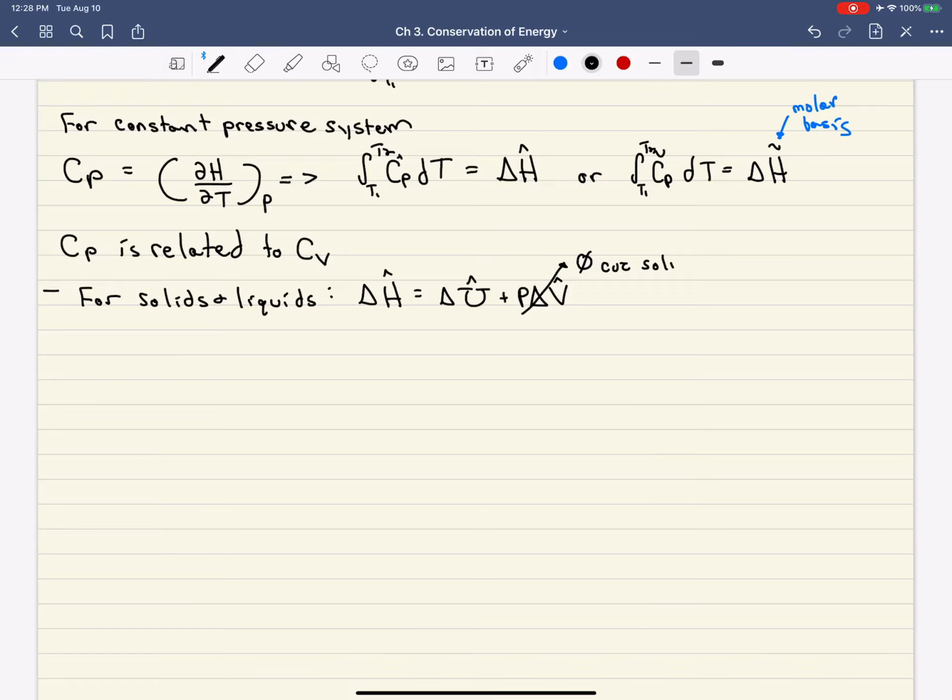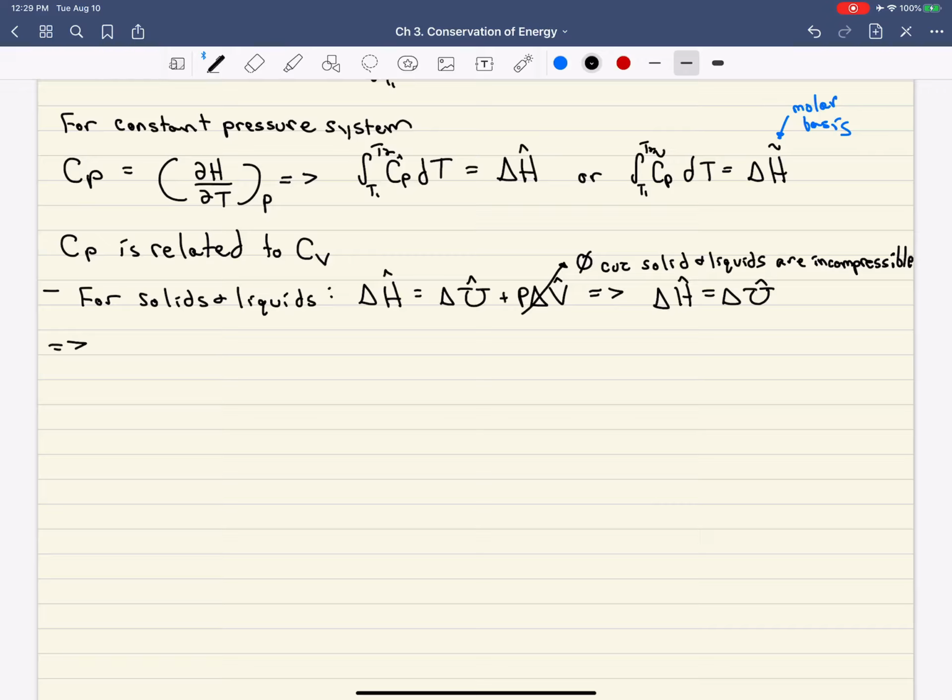And so as such, this second term on the right-hand side is going to go away because solids and liquids we assume to be incompressible. Alright, and so if the PV term goes away, what that tells us is that delta H is just going to be equal to delta U.